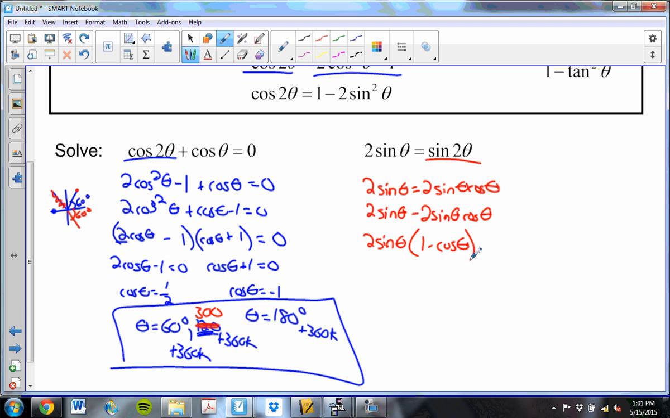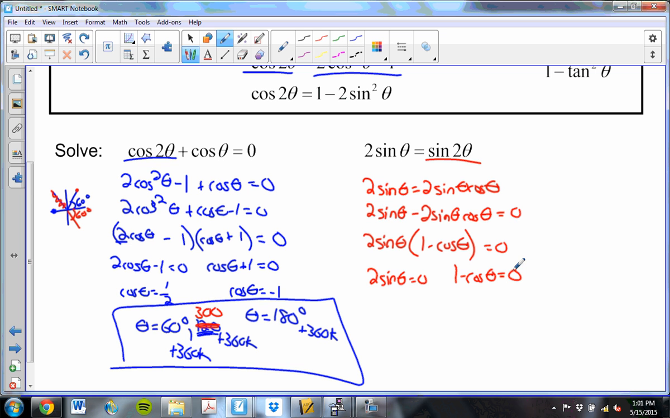And that gives me this. Well, now this is all equal to 0, because I subtracted the 2 cosine from both sides. This is now factored and solved, so I can solve it. 2 sine theta equals 0, and 1 minus cosine theta equals 0.